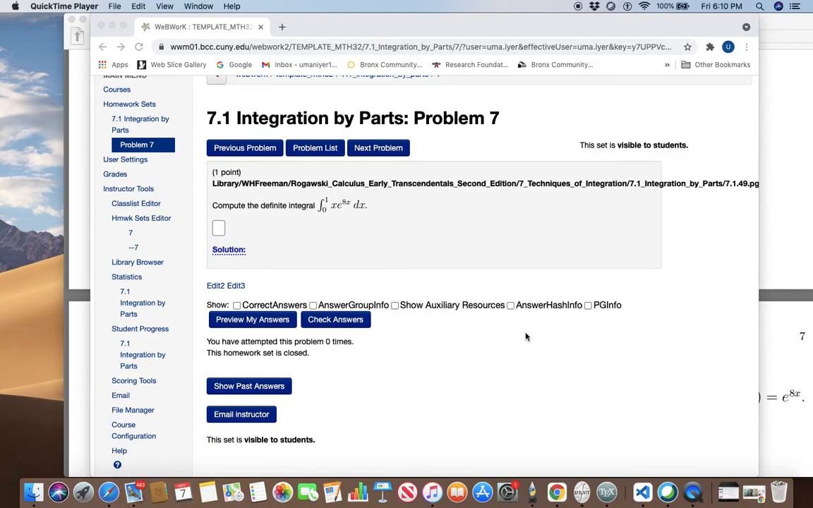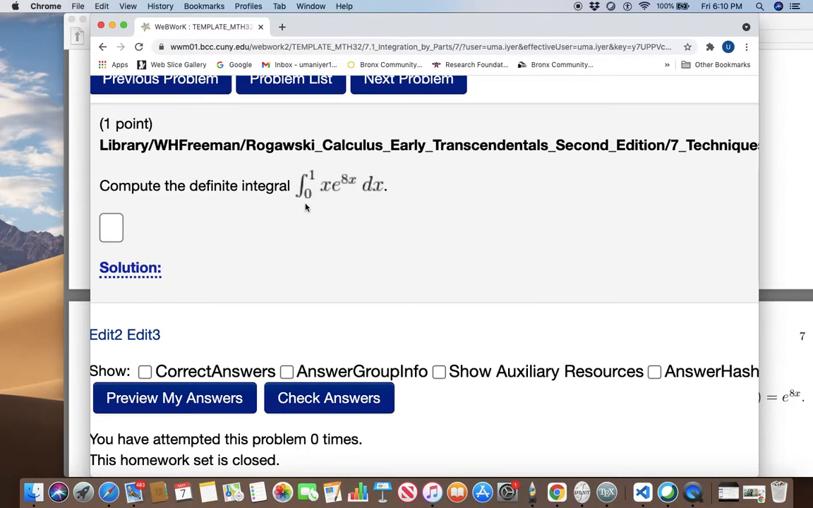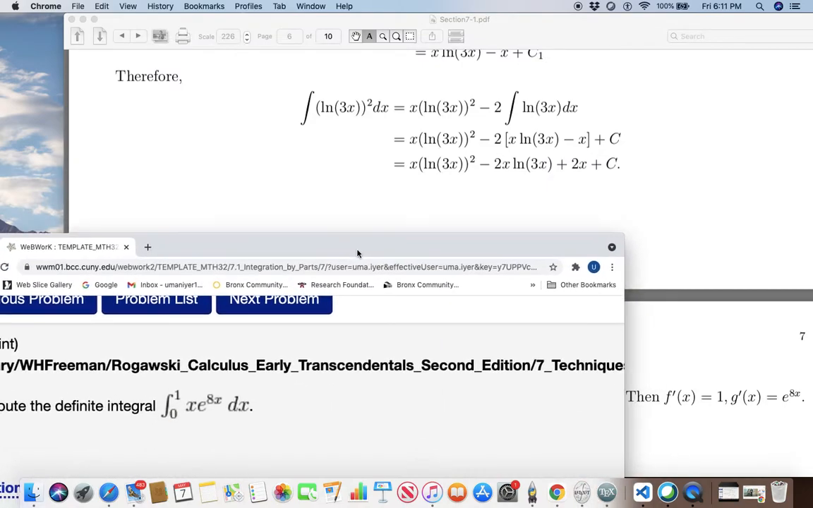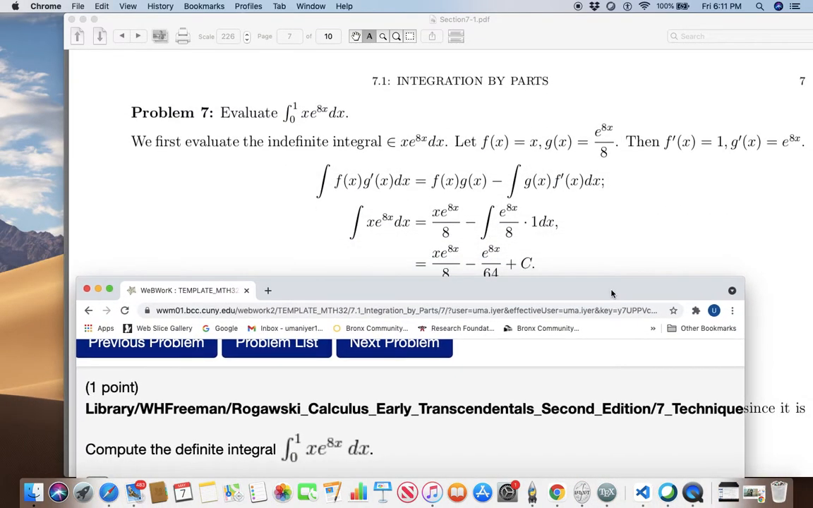Come back. Problem 7. Compute the definite integral from 0 to 1 of x e to the 8x dx. So notice this is a definite integral from 0 to 1. All right, let's go through this. To evaluate the definite integral, we first evaluate the indefinite integral. Okay, integral x e to the 8x.